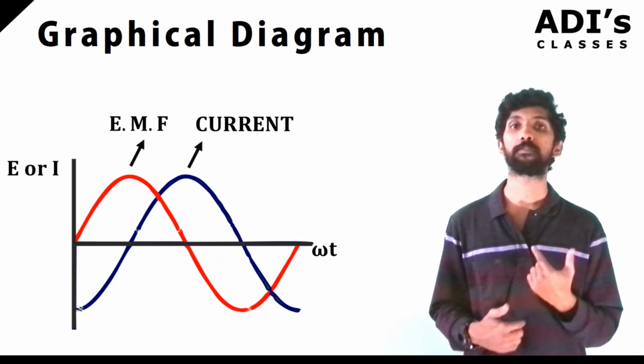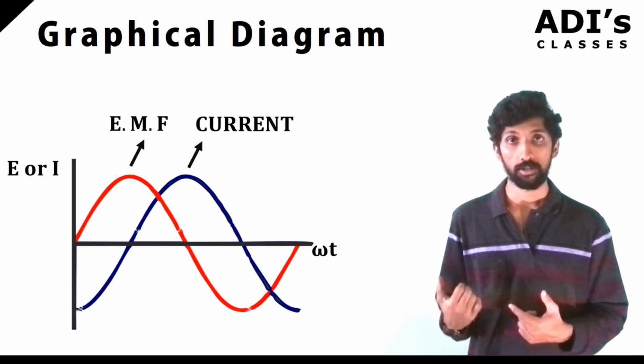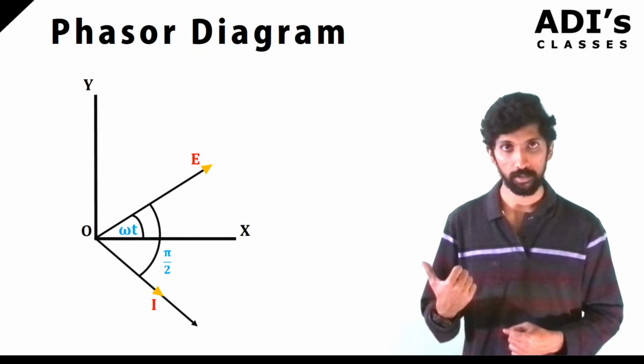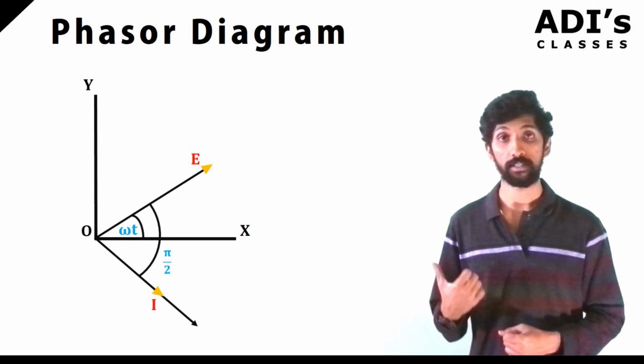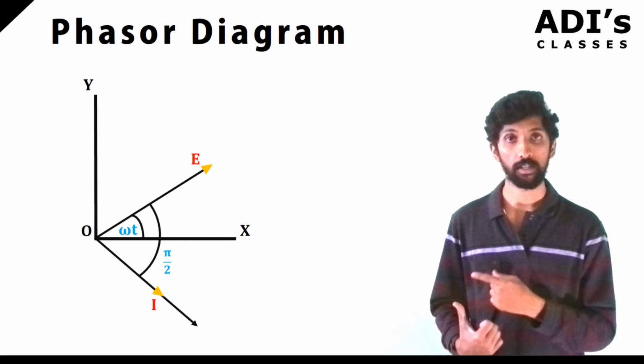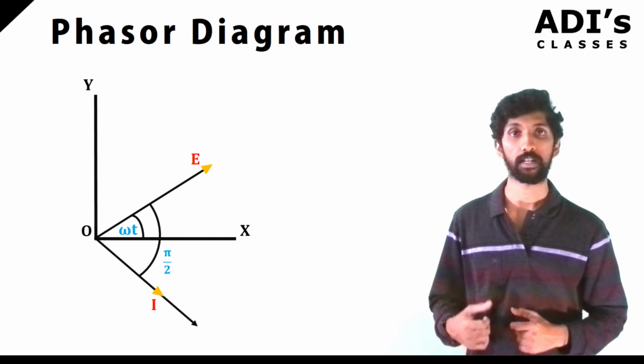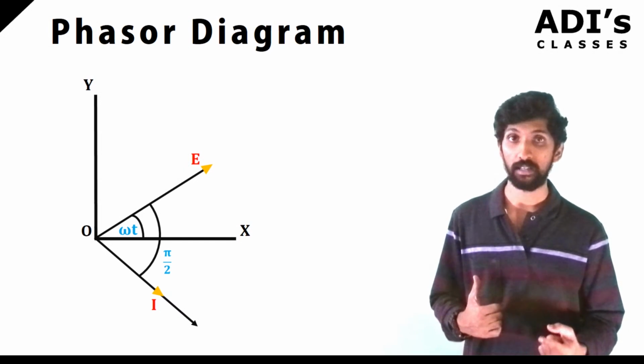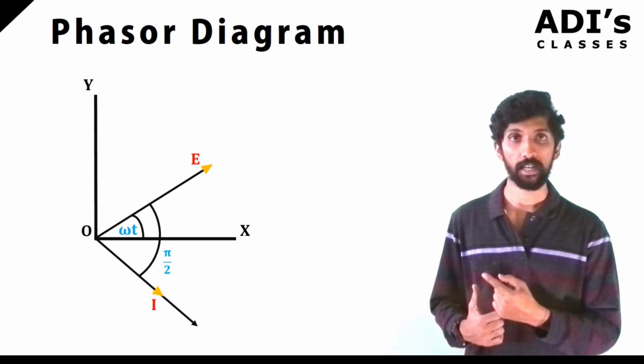Now we also have to represent this using a phasor diagram. So if this is E, and this will be the angle omega t, and this will be I. So here clearly you can see that the I value is lagging behind EMF by an angle of pi by 2.